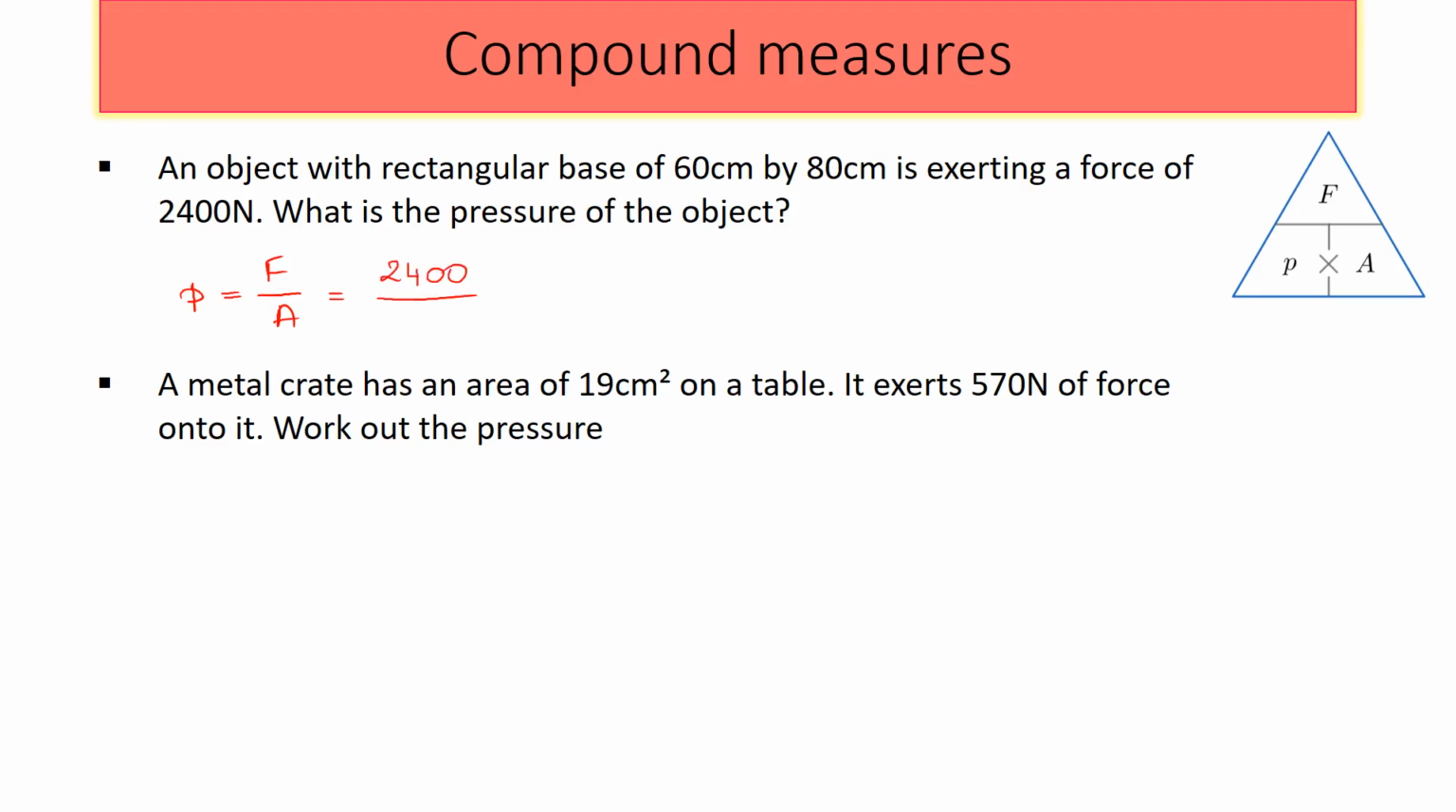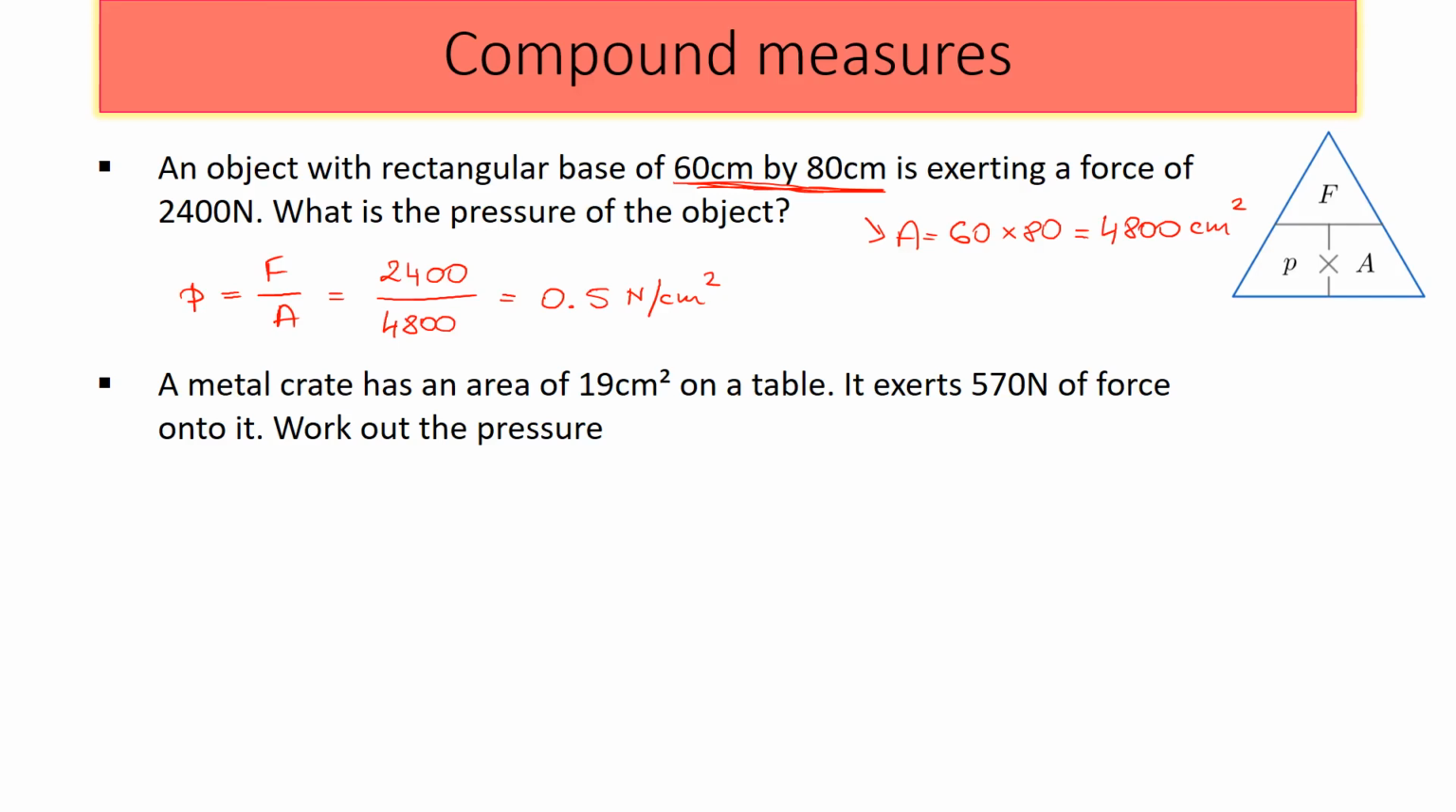2,400. The area is unknown. However, I've got the dimensions. I know it's a rectangle, so to find the area, I need to multiply the two dimensions. I need length times width. So that's 60 times 80, which is 4,800 centimeters squared. So I've now divided by the area, 4,800, and I get the pressure, which is 0.5 newtons per centimeters squared.